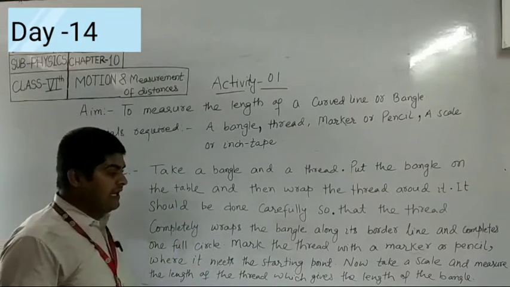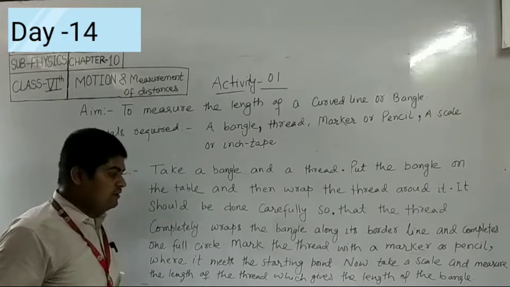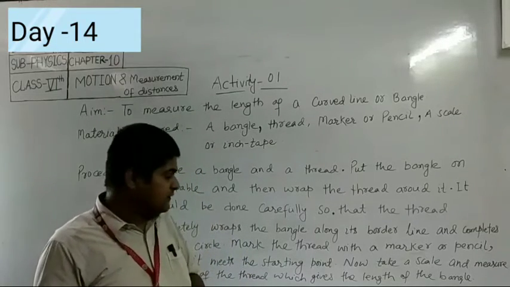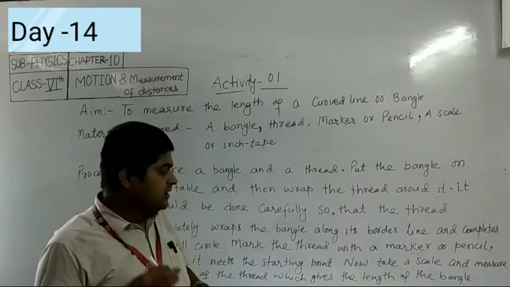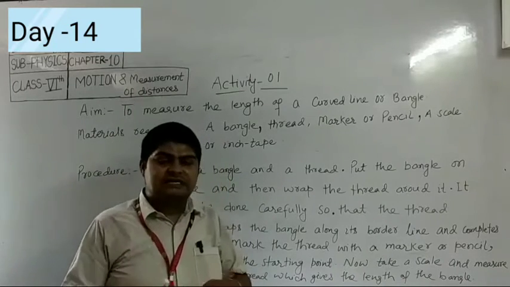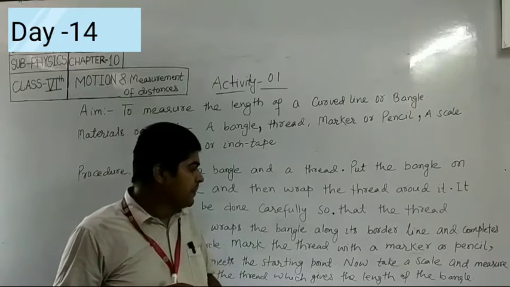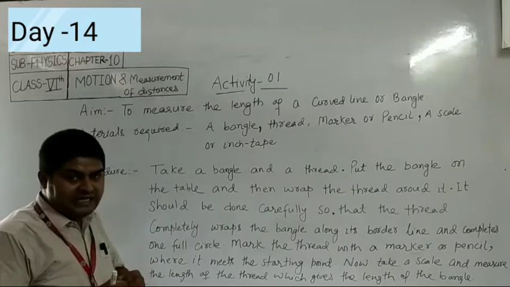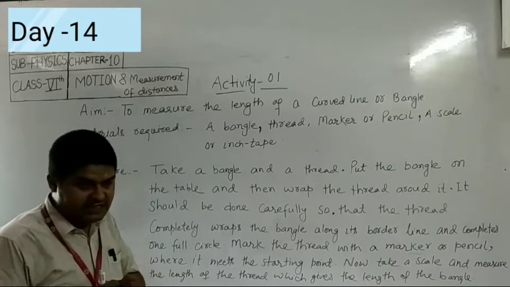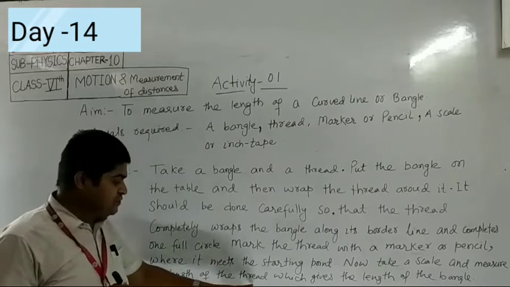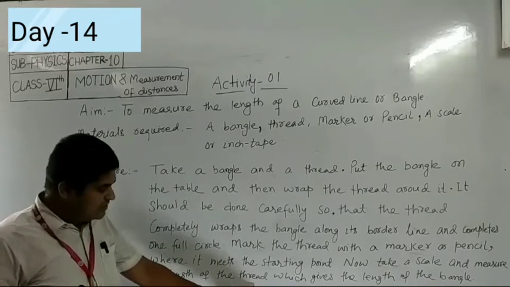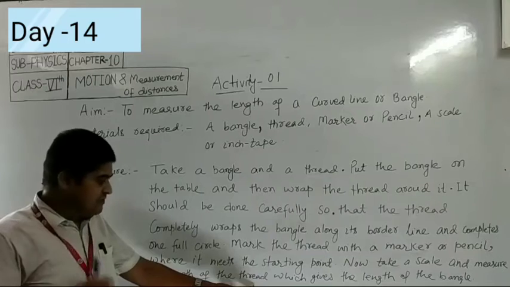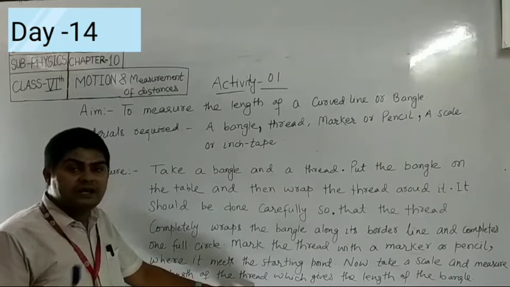Now take a scale or inch tape. Once you have wrapped the bangle outside, you will take a scale or inch tape and measure the length of the thread. Which thread? The thread which is used to wrap the bangle outside. Firstly you will find the measurement of that thread which is used to wrap the bangle in one round.